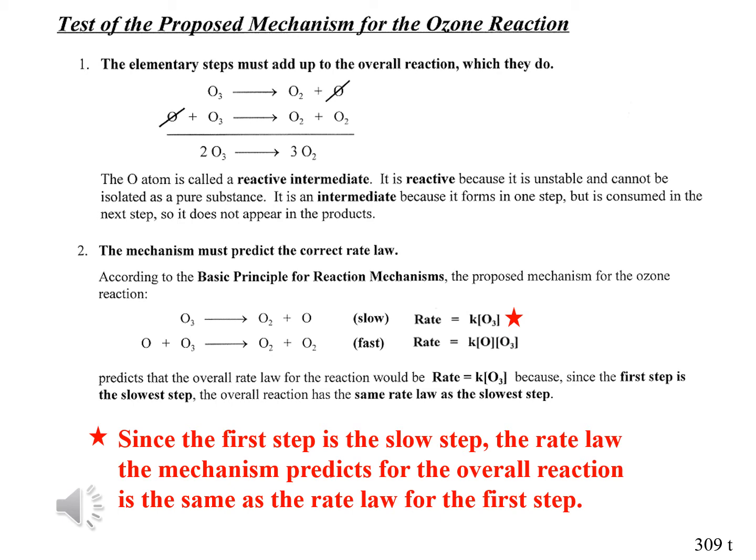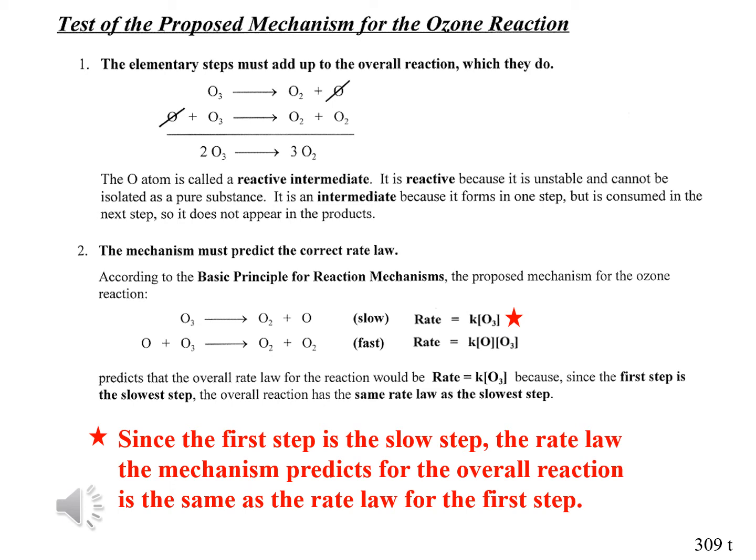But the oxygen atom is what's called a reactive intermediate. The reason it's reactive is because they're always very unstable, and they react right away. And it's called an intermediate because you don't put it in. It gets generated in one step and used up in the next step. And so you also do not see it in the final reaction. It's only present during the interim part.